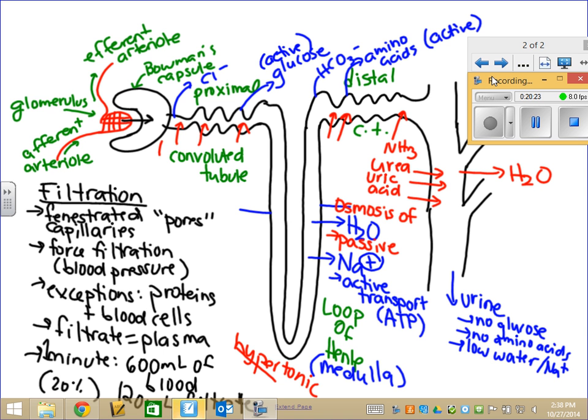We would also have things like hydrogen ions. We'll talk about how your kidney is involved with regulating the pH in your body, and this is why it can help you get rid of excess hydrogen ions, helping you keep acid-base balance. We can also get rid of something like potassium. Now, I'll just call this a mineral.